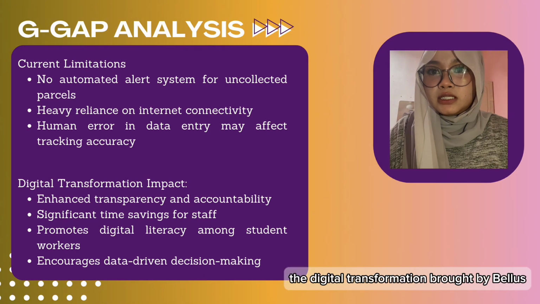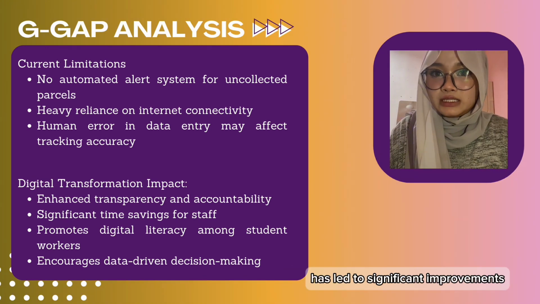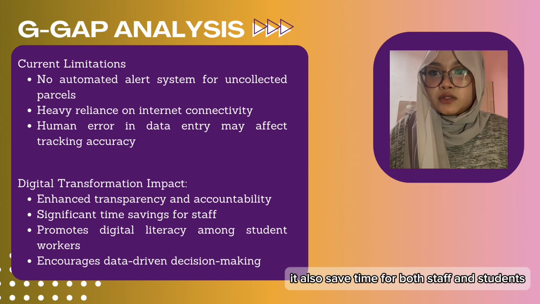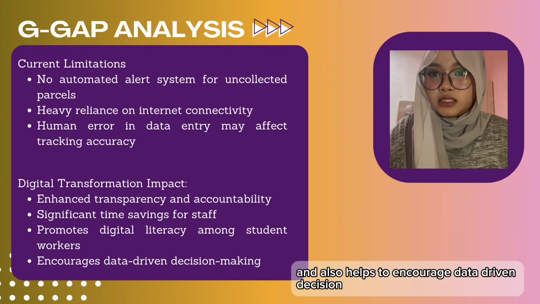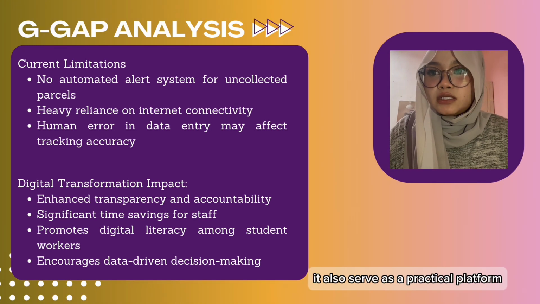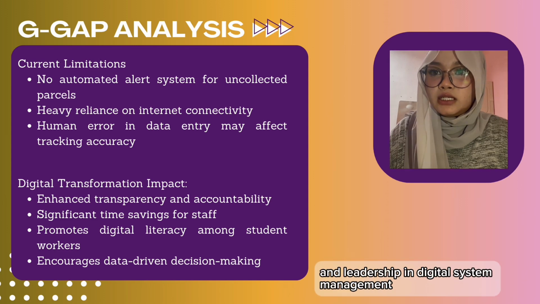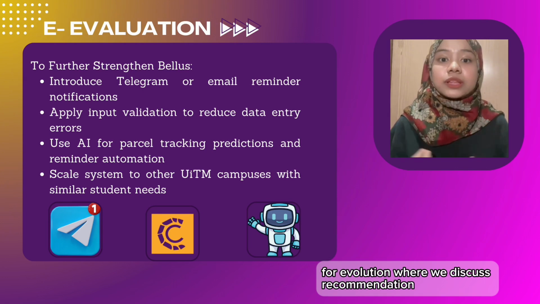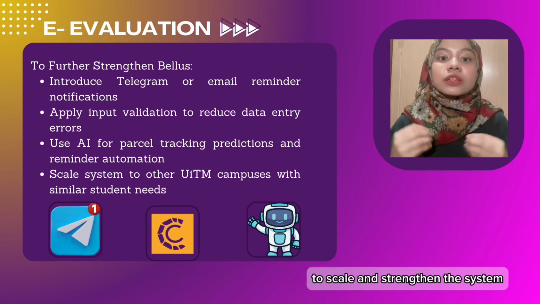Despite these gaps, the digital transformation brought by Bellus has led to significant improvements as it enhances transparency in parcel management. It also saves time for both staff and students and helps to encourage data-driven decisions. It also serves as a practical platform for student learning and leadership in digital system management. The final part of the Hinge framework is E for evaluation, where we discuss recommendations and explore future opportunities to scale and strengthen the system.